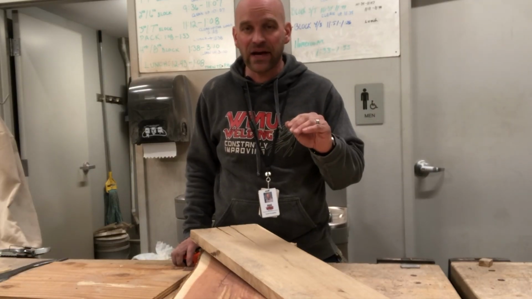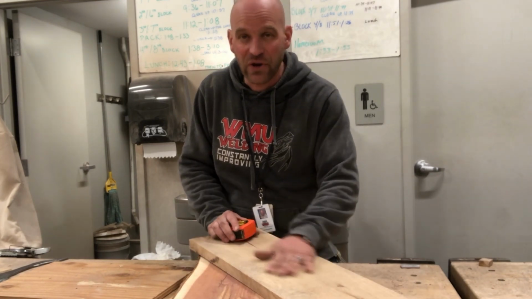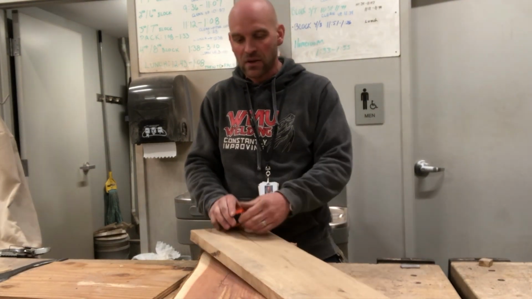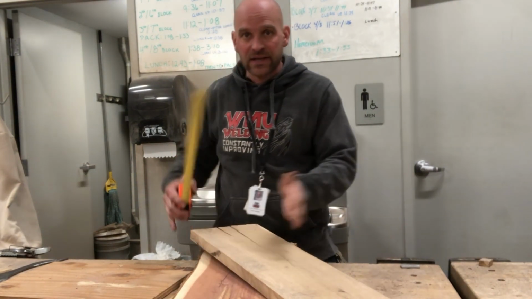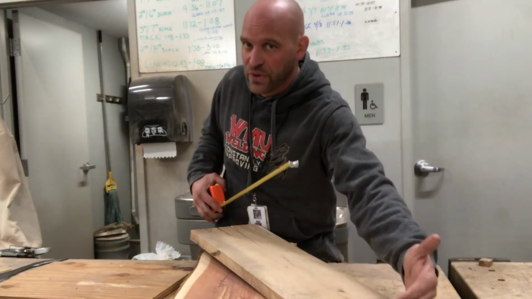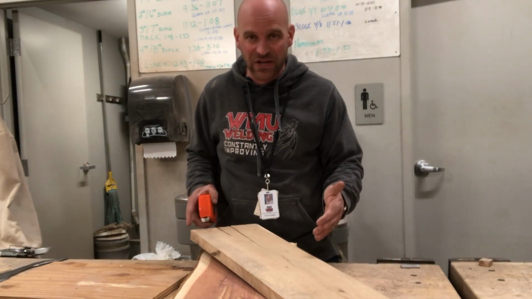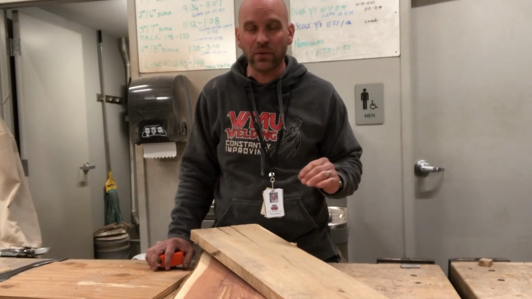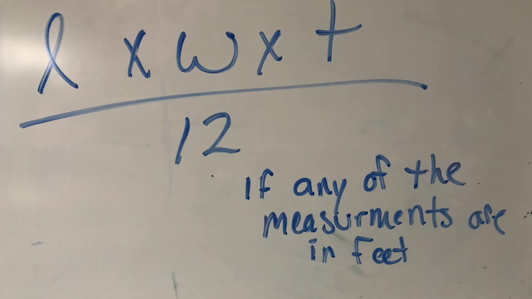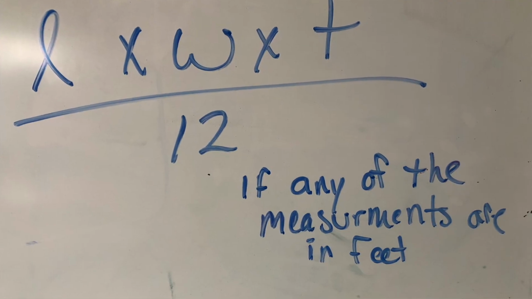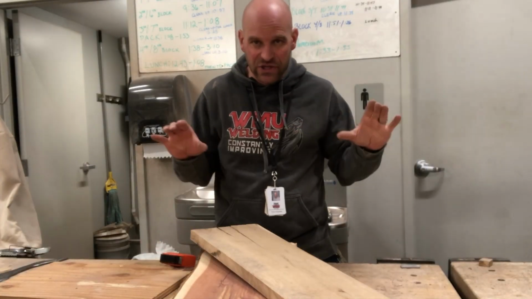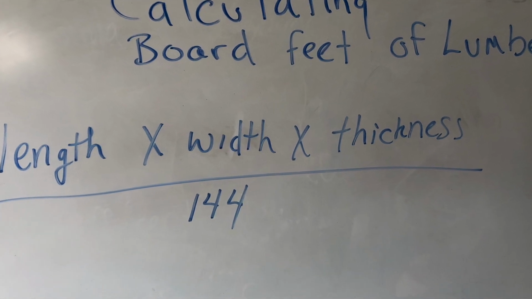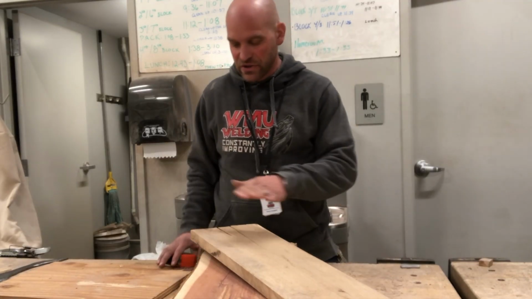If I have, let's say this board is 3 foot long, let's say it's 36 inches. We'll pretend it's 3 foot long. Then I would have a 1 times 9 times 3 foot. If any of my measurements on the top row is in feet, then I would divide by 12. It is easiest though to convert. Just convert all your top numbers to inches, then divide by 144, and that will give me the board feet of lumber.